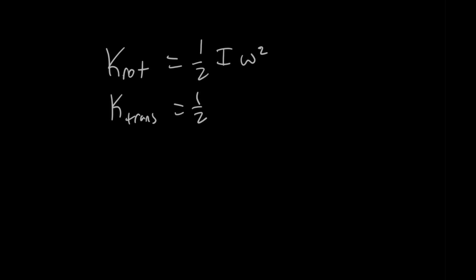You may notice that on your reference sheet you have an equation for K rotational, which is equal to 1/2 I omega squared. And you may also remember from previous units that we have K trans, which is equal to 1/2 mv squared. So what is the difference between these two? Is there a difference? The answer is yes, there is.